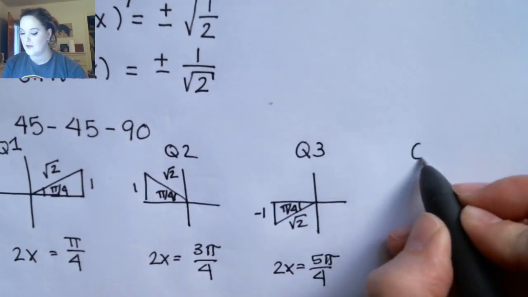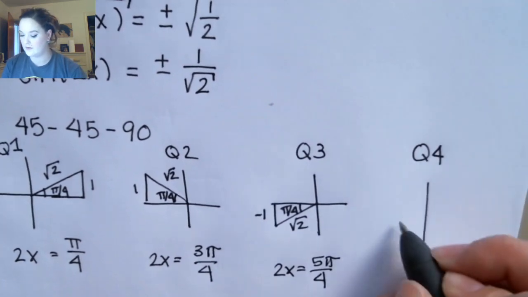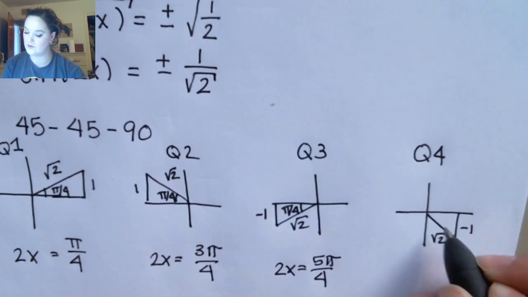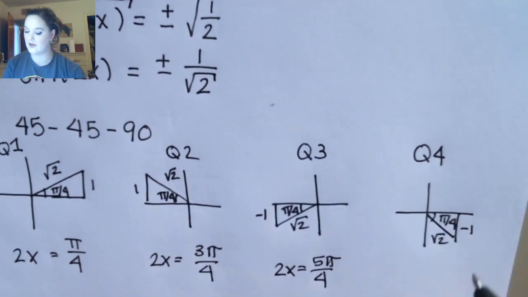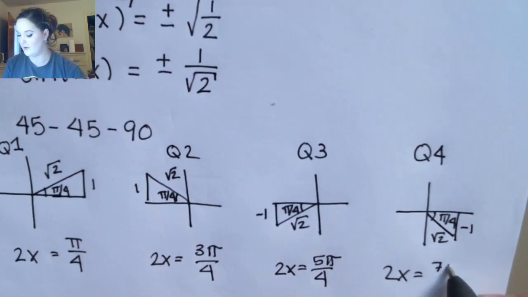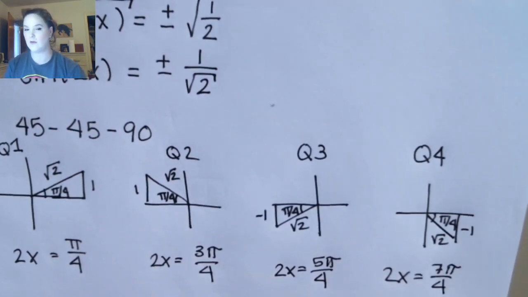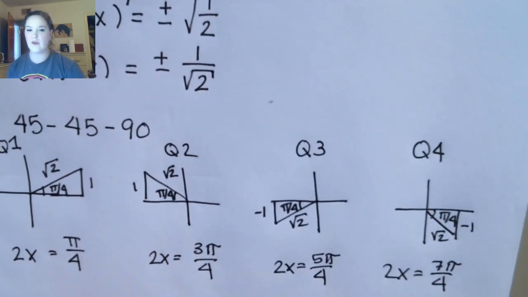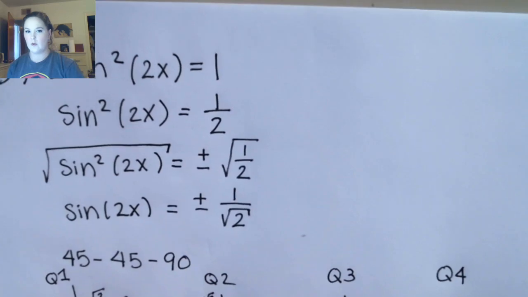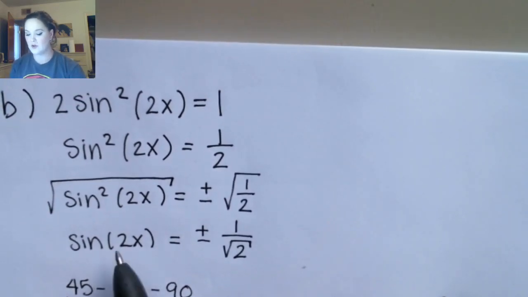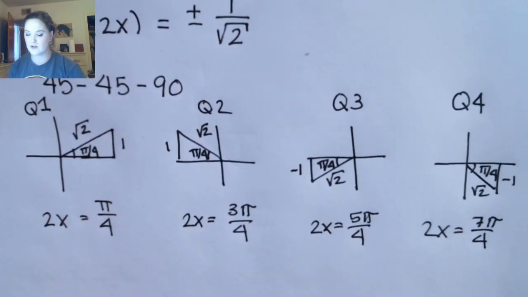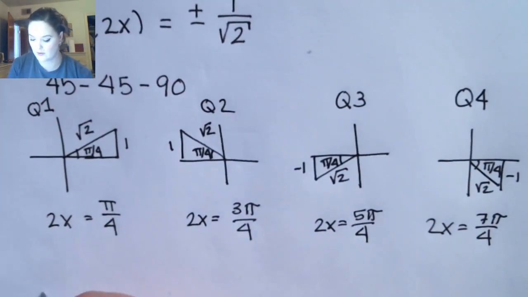Okay, and then our final quadrant, last solution, is here, negative 1 over root 2 with a pi over 4 reference angle, so this would give us 7 pi over 4. Okay, so this means we have 4 traditional solutions, but we should still have twice as many. So for each of these traditional solutions, we need the first coterminal angle.